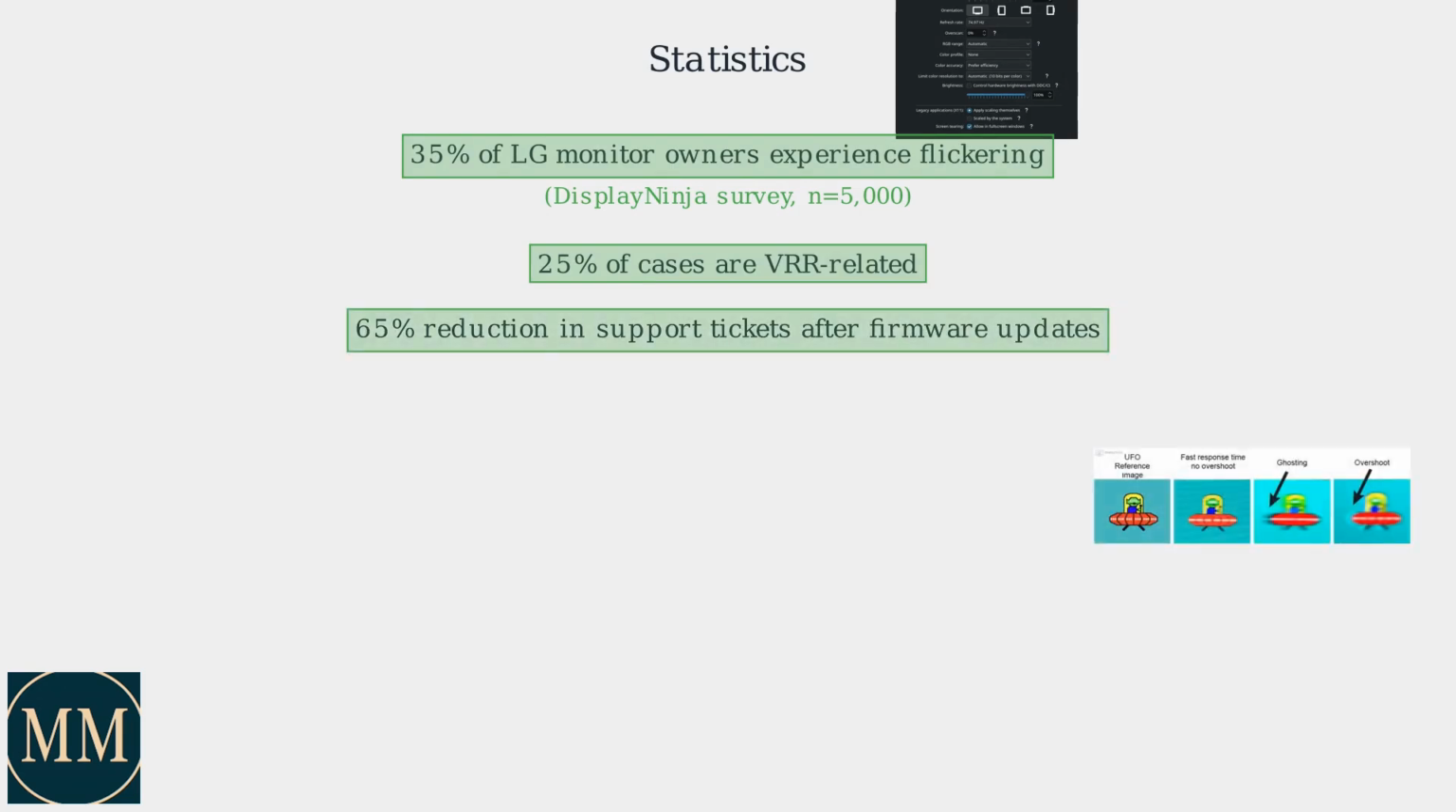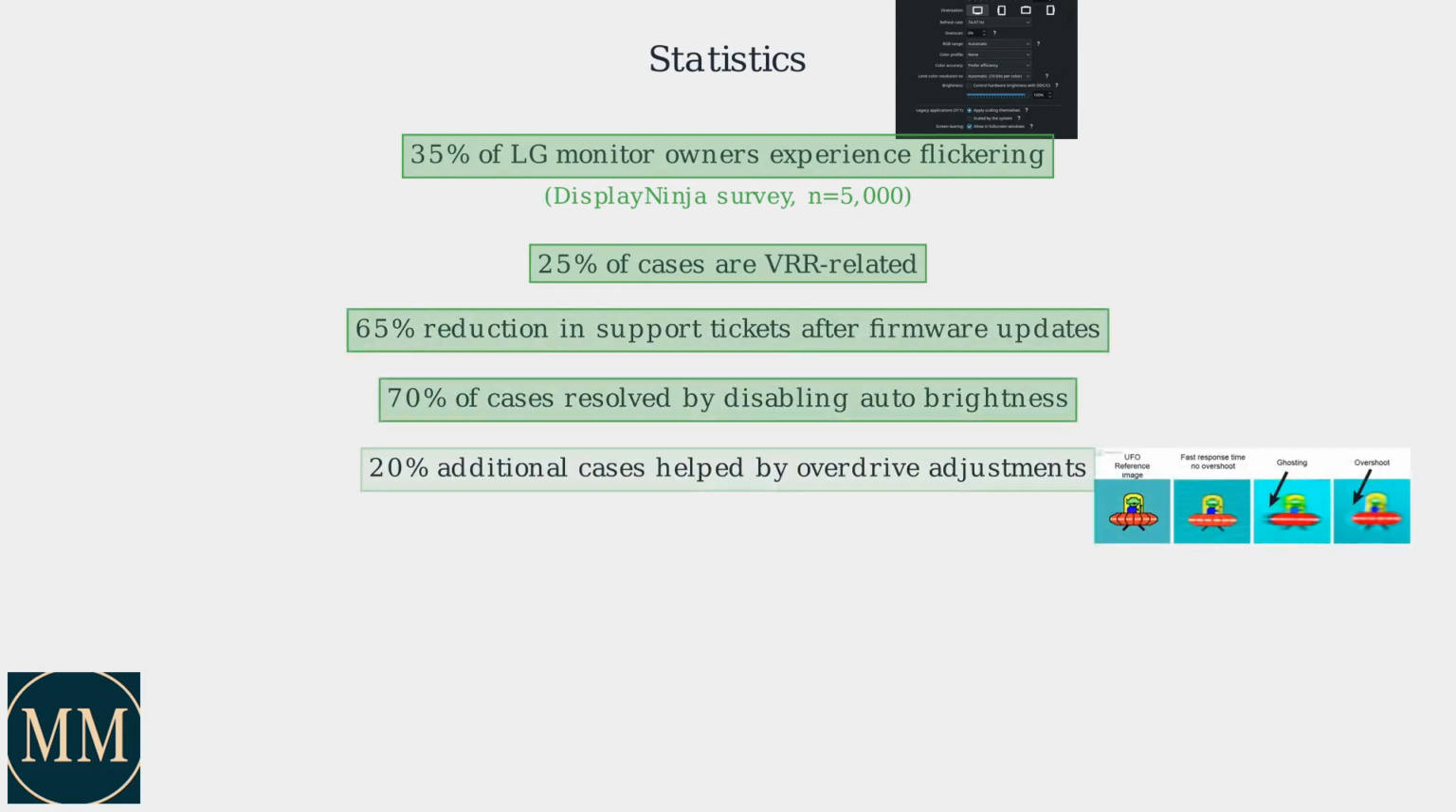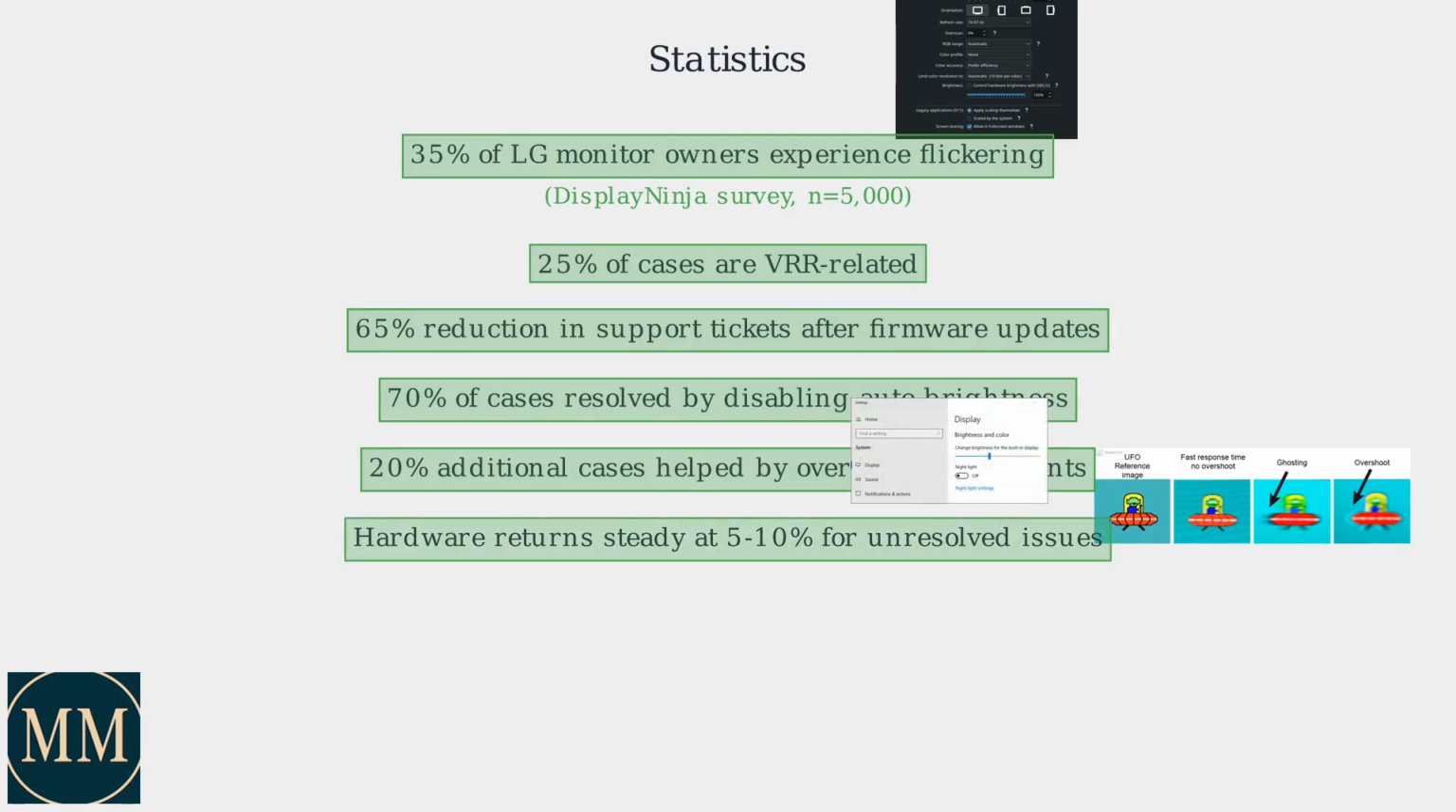A 2024 survey by Display Ninja found that 35% of LG monitor owners experience flickering, with 25% of cases being VRR related. Following firmware updates, there's been a 65% reduction in related support tickets. User polls show that disabling auto brightness resolves issues in 70% of cases, while overdrive adjustments help an additional 20%. Hardware returns remain steady at 5 to 10% for unresolved cases.